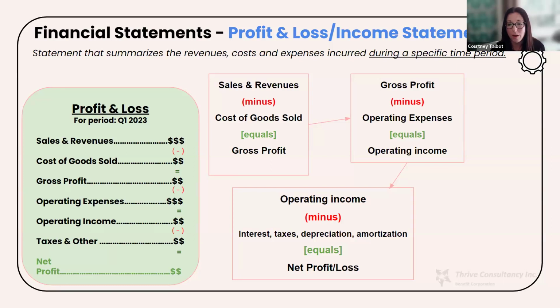Amortization is the same type of mechanism, but it is used to reduce the value of non-physical assets, for example, intellectual property. Intangible assets is what amortization is related to. So once you take interest, taxes, depreciation, and amortization for the period, we subtract those from our operating income to arrive at our net profit. Could be a net loss as well, as I mentioned, if our sales and revenues cannot cover all of our costs.